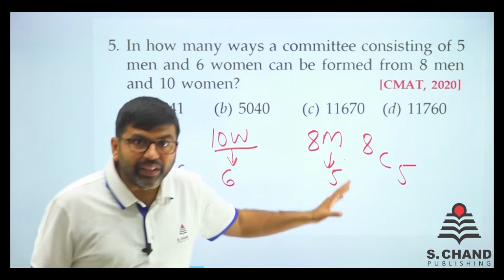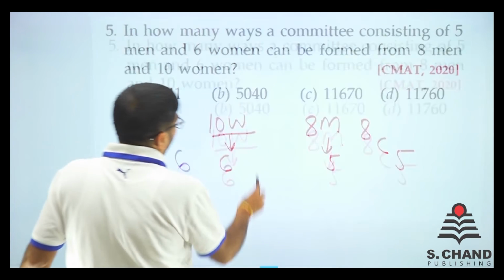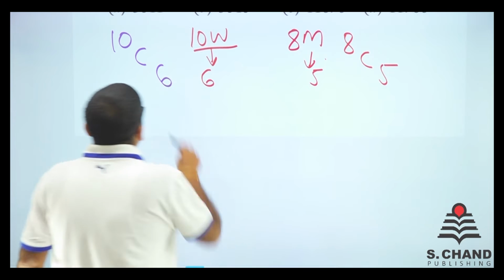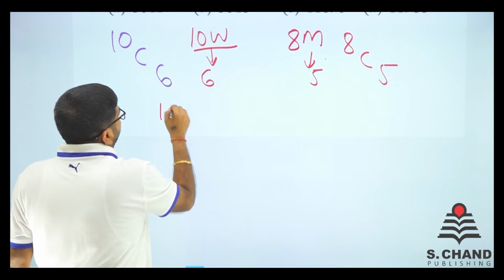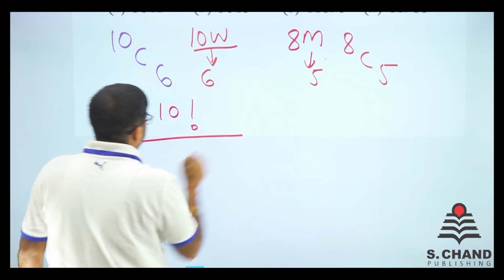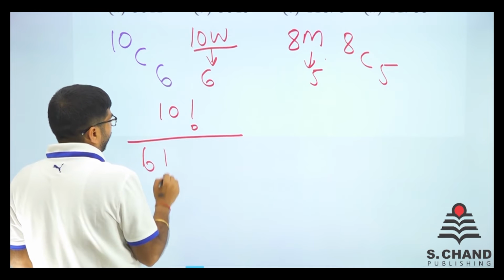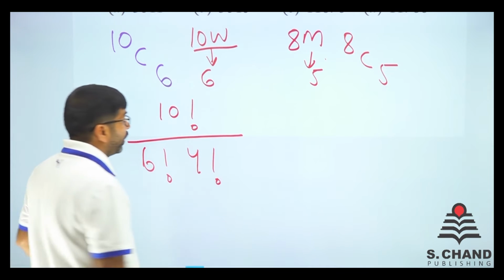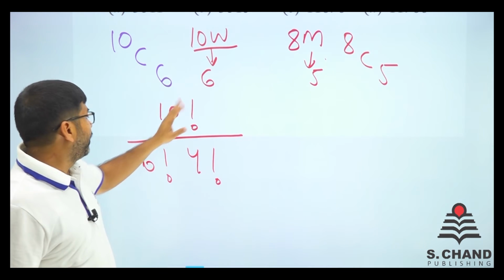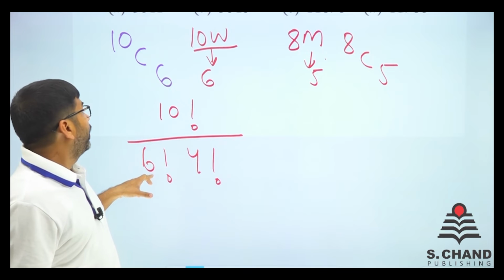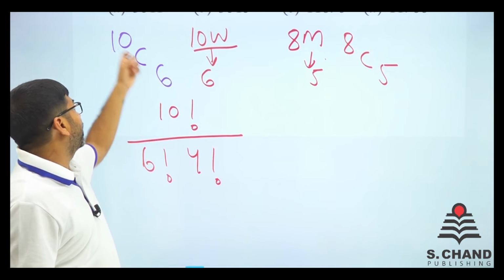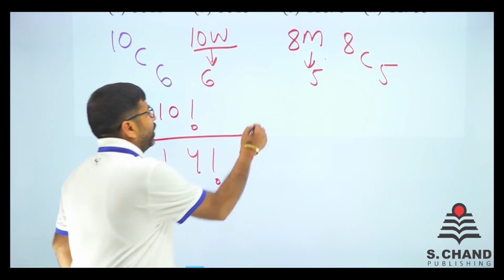These and these are there. So just multiply all of them. See, 10C6, if you remember, it was 10 factorial divided by 6 factorial and 4 factorial. Why? N factorial divided by R factorial and N minus R, that is 10 minus 6, is 4 factorial.